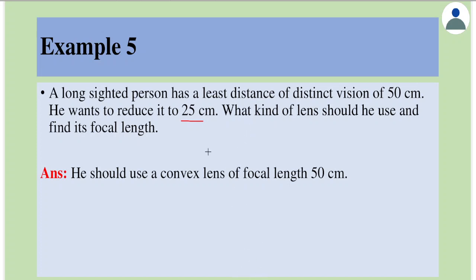Again, here it's a case of long-sightedness where the person cannot see anything placed before 50 centimeter. But the question says what lens he should use so that it reduces to 25 centimeter. So what it means here is that, as in the earlier cases, if you have a human eye which is defective, this person can see only from a point P whose distance is 50 centimeter from the human eye.